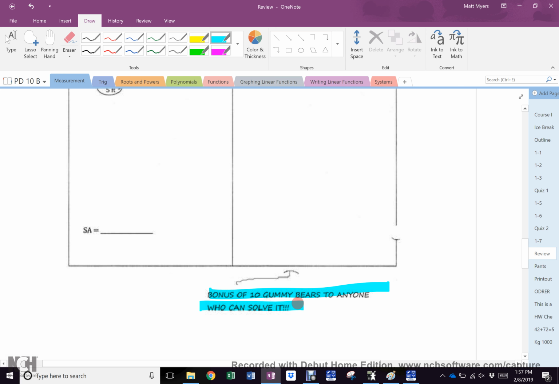If you spend your whole time trying to earn yourself 10 gummy bears, you will get 0 out of 35 on this. But you will have 10 cents worth of candy. If you value 10 gummy bears more than you value 30 marks, by all means spend all your time on that question. The only way to get those 10 gummy bears is to stand at the board without your sheet and be able to do that question.